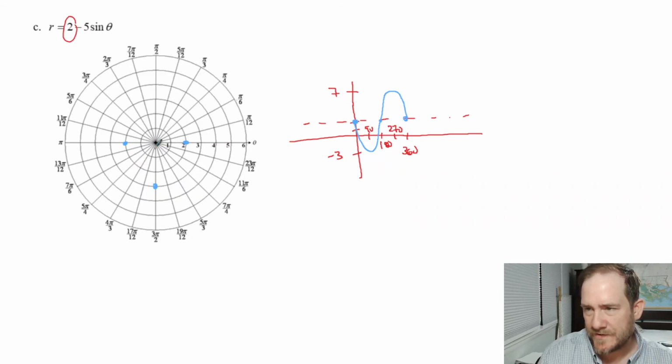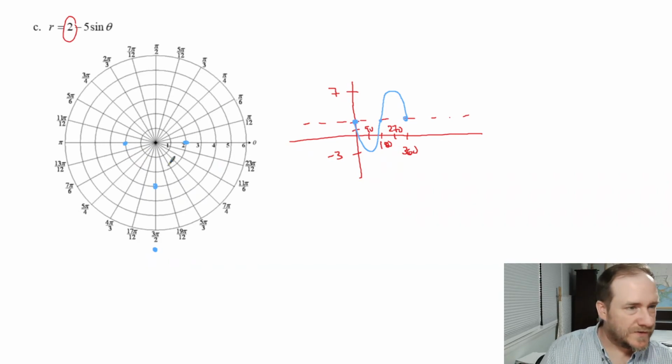So at 270, go 1, 2, 3, 4, 5, 6. Annoying, go out to 7. So a little further than the grid. And finally at 360, you get 2, which of course has us back here.